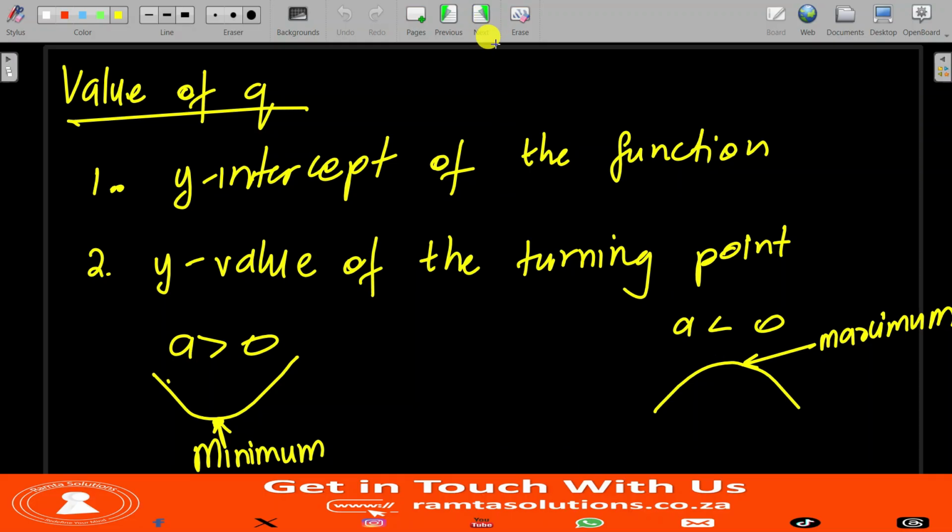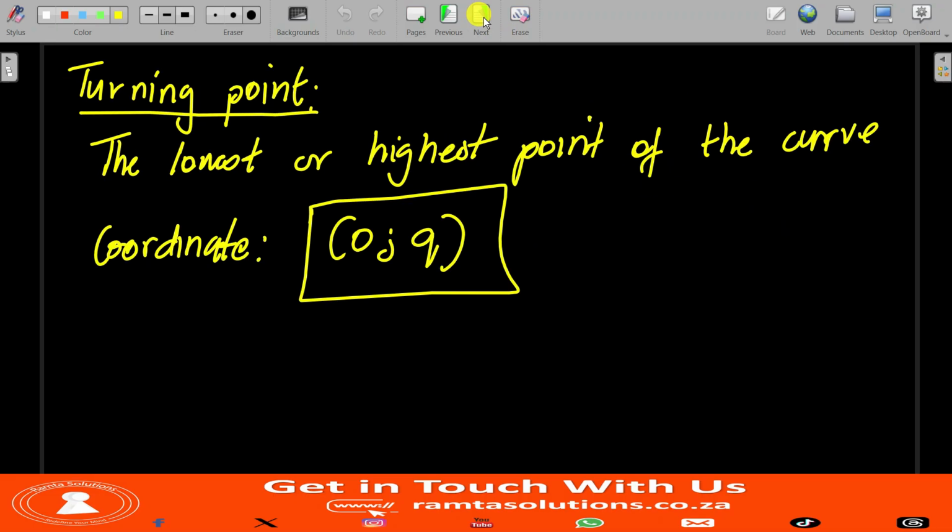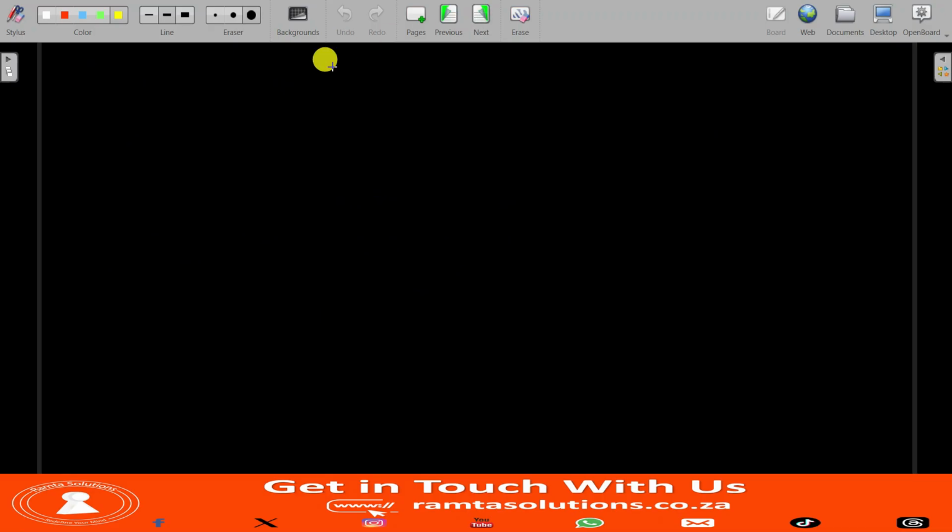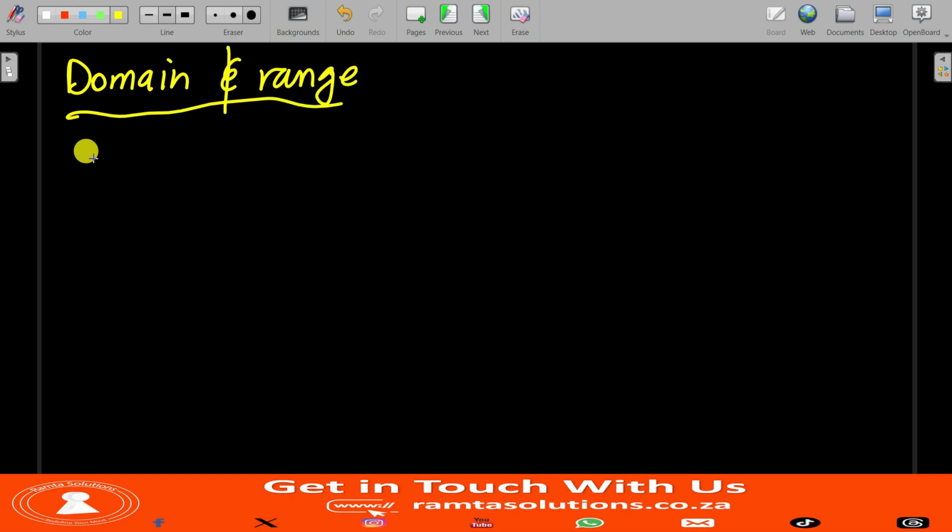Great. Now we are going to look at domain and range. For the domain, we're looking at the parabola. For your parabola quadratic function, any x value you can think of will always return a certain y value, meaning all x values are allowed.